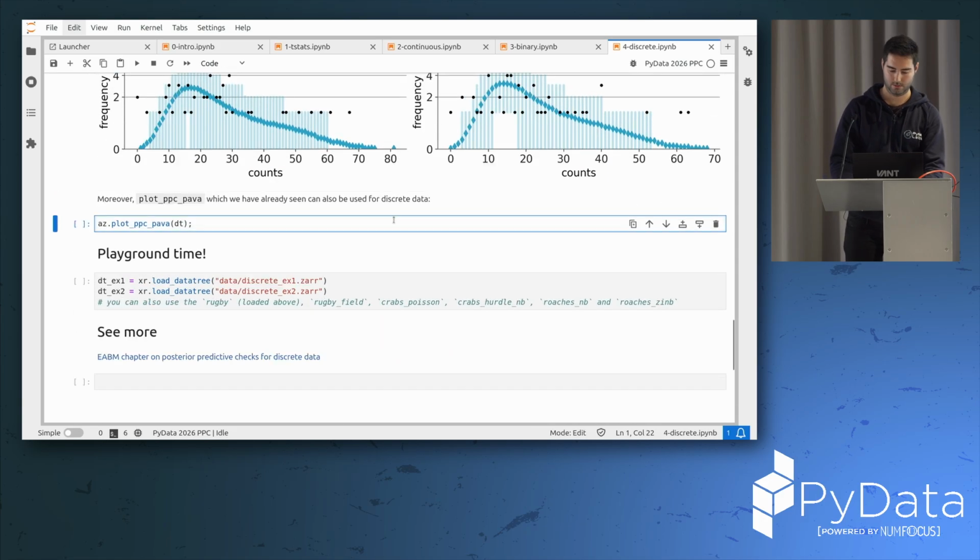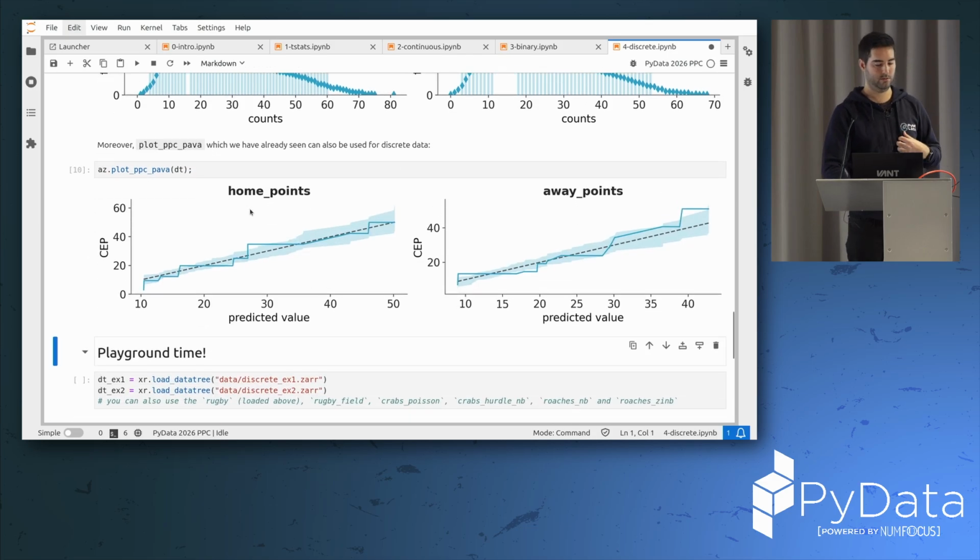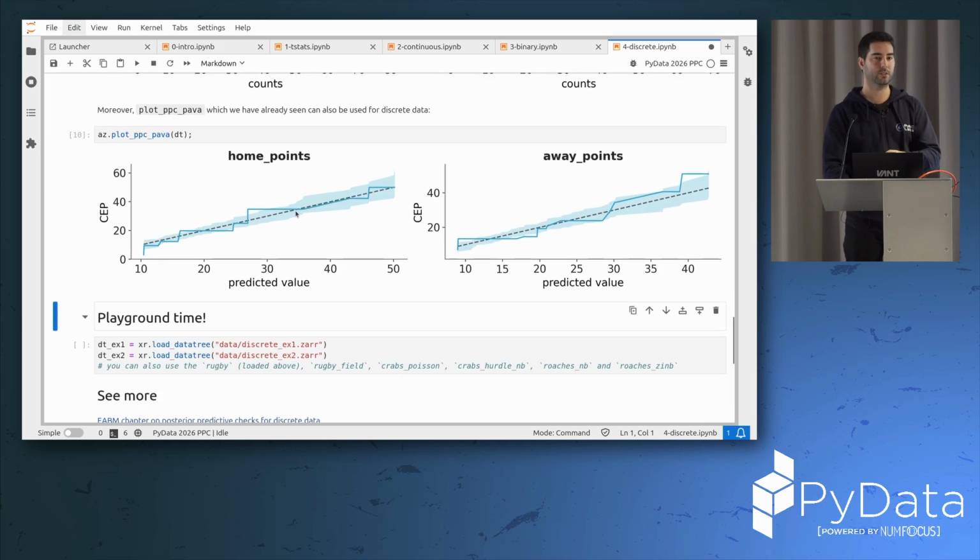And again, we can also use plot PPC PAVA, which now goes from 0 to 60, matching the range of our actual data. And we can see that it's not bad, but there are several areas where we are over predicting. Around 20, we are under predicting this amount of points being scored, whereas for 10, we are over predicting this amount of points being scored, and so on.